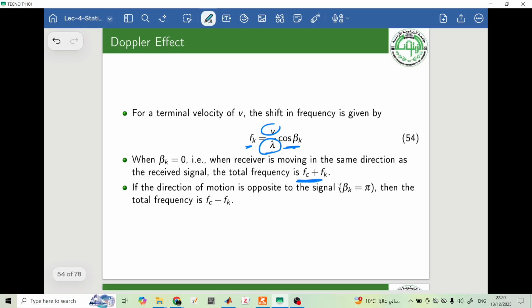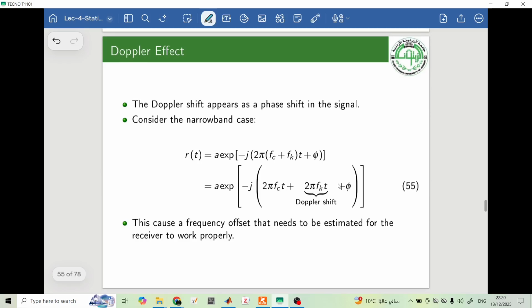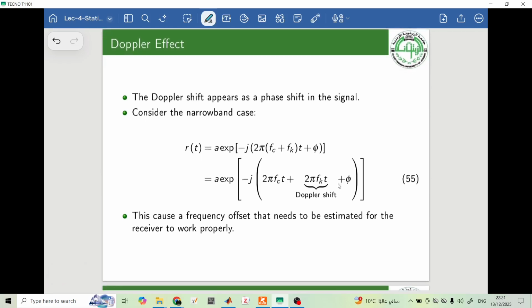Note that if the angle is around 180 degrees, we have a negative shift here. So the Doppler shift appears as a phase shift in the received signal, as you can see here, right? So you have the phase shift due to the delay, and you have the Doppler shift here. So this causes a frequency offset, and this needs to be estimated in order to demodulate the signal properly.